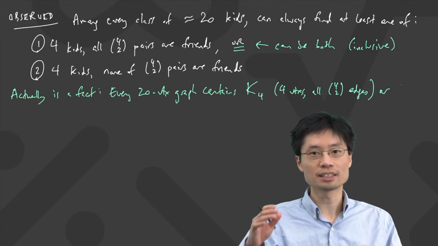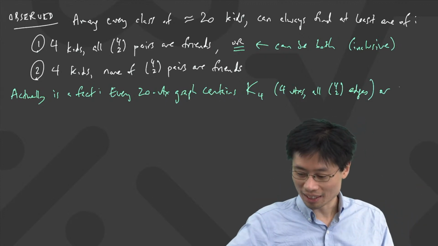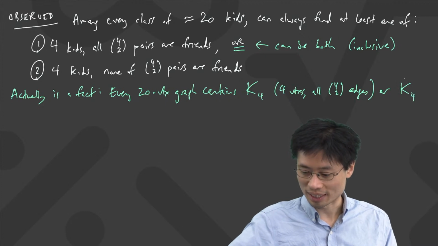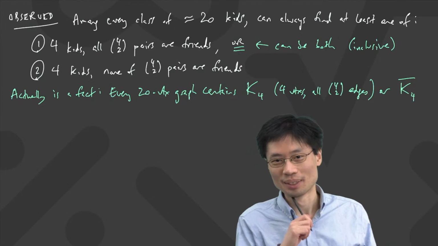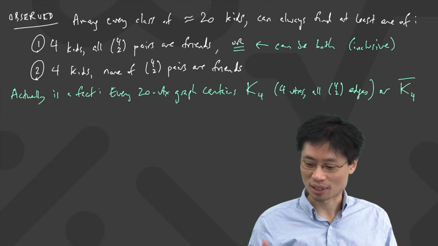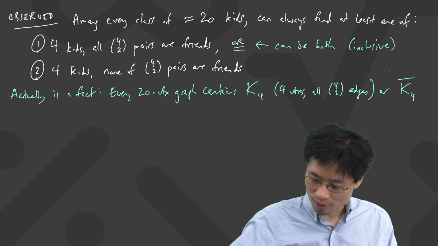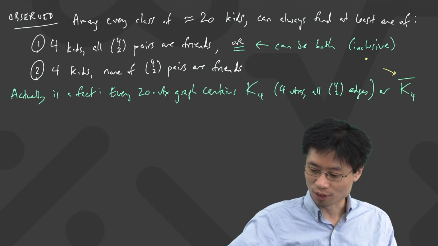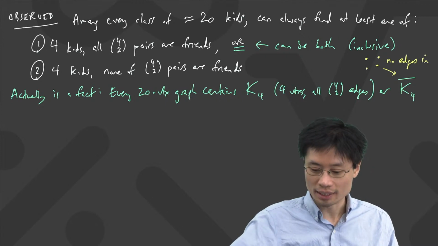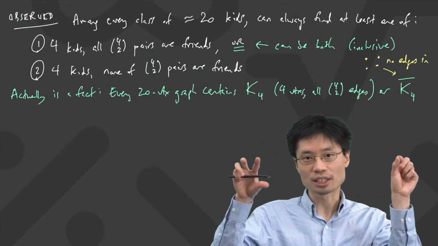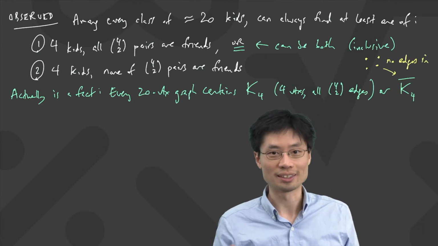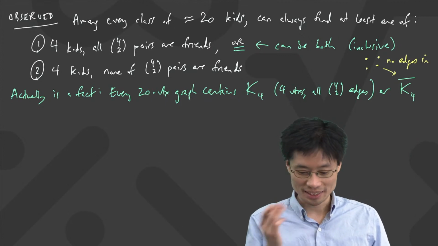Or it contains the complement of K4. It's hard to decide what to use for this notation. Sometimes people do it with a bar on top, which is what I'm going to do this time. Sometimes people use a little C for complement. But what K4 with a bar means is 4 vertices with no edges inside there. I say "inside" because if there's an edge that goes from one of these out to another vertex, that's okay.